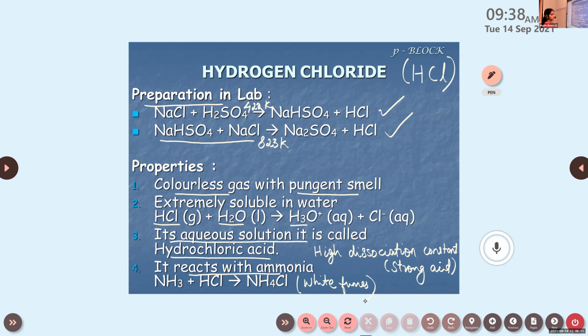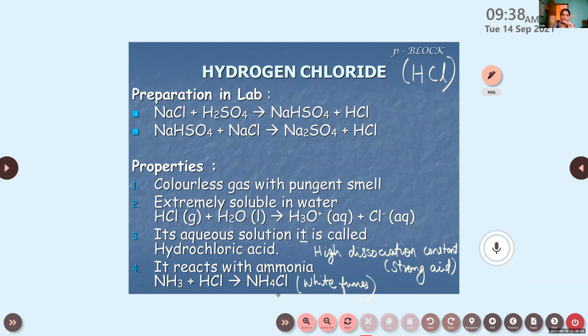Evelyn, can you please read the points? Yes, ma'am. Preparation in lab. NaCl plus H2SO4 gives NaHSO4 plus HCl. NaHSO4 plus NaCl gives Na2SO4 plus HCl. Properties. It is a colorless gas with pungent smell. It is extremely soluble in water. HCl plus H2O gives H3O plus plus Cl minus. Its aqueous solution is called hydrochloric acid. It reacts with ammonia. NH3 plus HCl gives NH4Cl.